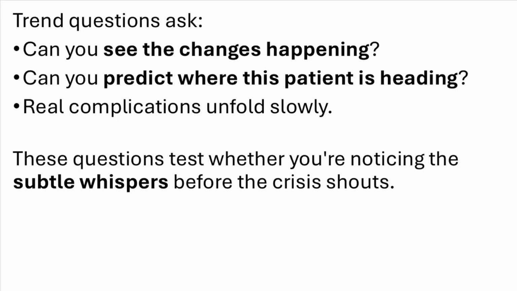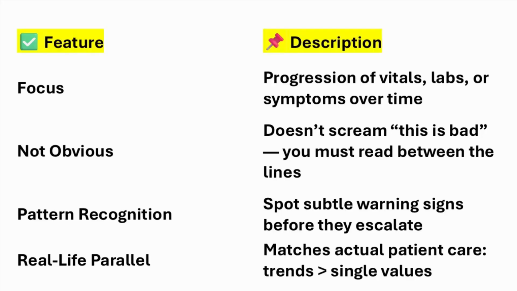What exactly is a trend question? Let's break it down clearly. It gives you a series of values or progressive observations, usually vitals, lab results, or symptoms over time. It won't usually tell you this is bad. Instead, you'll see things evolve slowly, and you have to read between the lines to catch the problem before it explodes.